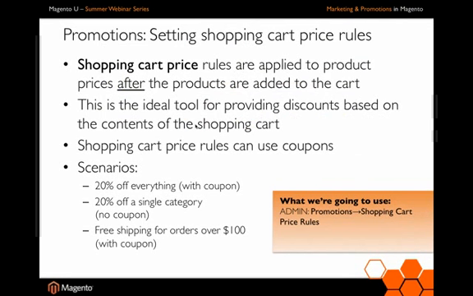So real typical scenarios here are, again, 20% off everything, perhaps with a coupon, 20% off a single category with or without a coupon, free shipping for orders over $100, for instance. All of these things would be promotions you could offer using the shopping cart price rules.